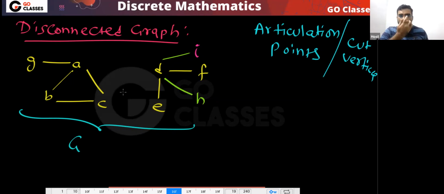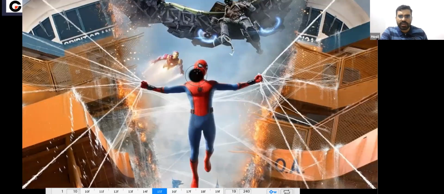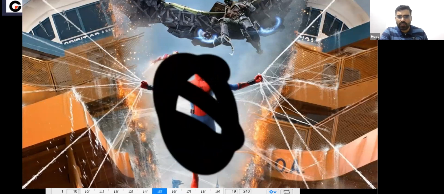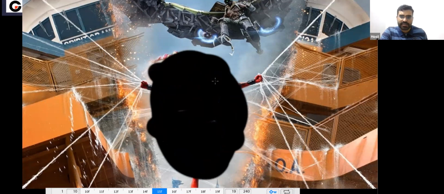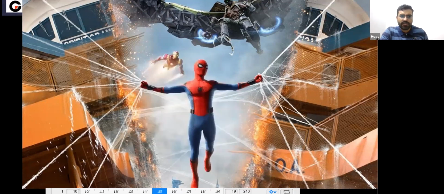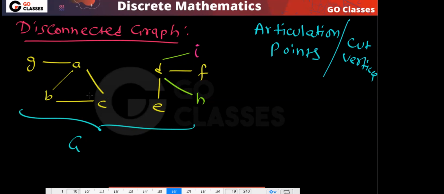So what should be the property for a disconnected graph? How to define it? See, for a connected graph, you can define it like this: this vertex, if I remove, the graph will disconnect. This is how you can define it for a connected graph. But tell me, for a disconnected graph, how will you define it? It is already disconnected. What are you checking? Yes, the number of components increases. Very good, Kusal. Number of components increases.